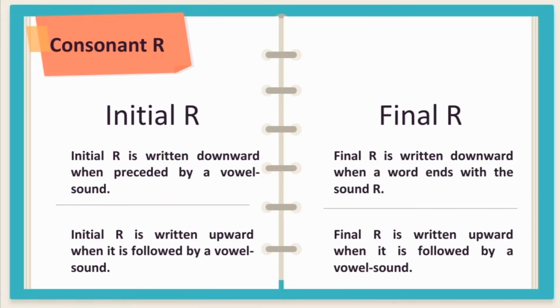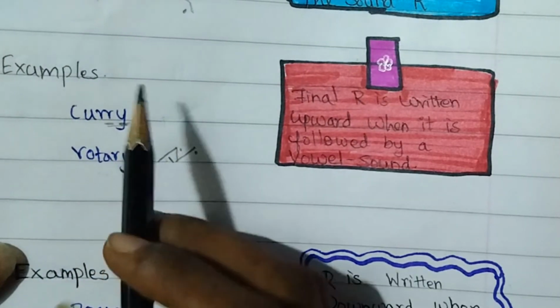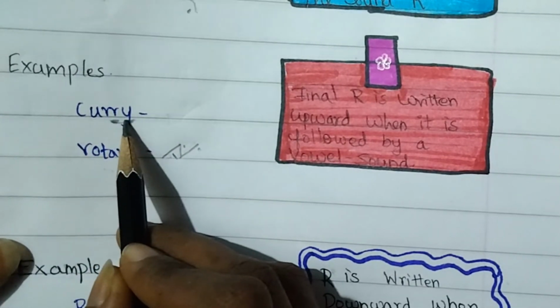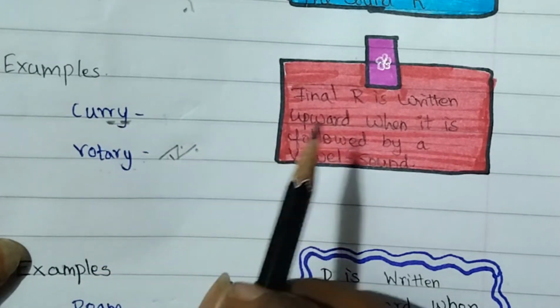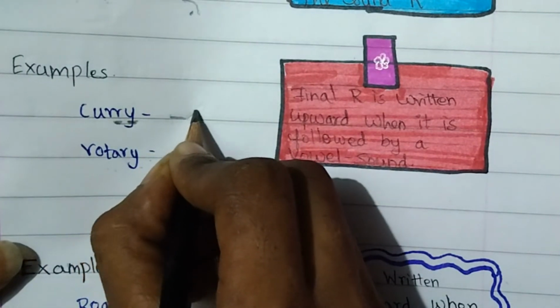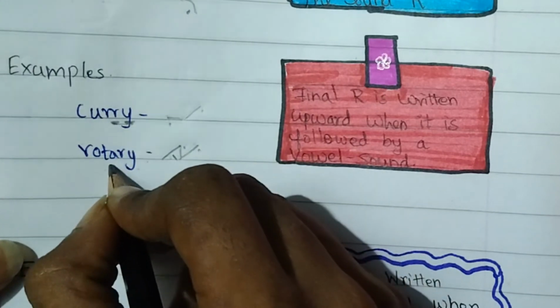Let's see the next rule for final R. Final R is written upward when it is followed by a vowel sound. That is, when a word ends with the R sound followed by a vowel sound, we should use upward R to write the word. Here, I have taken the word curry for example. Curry ends with the R sound followed by E sound. E is a vowel sound. So we should use upward R to write the word. Similarly, we have to use upward R to write the word rotary.